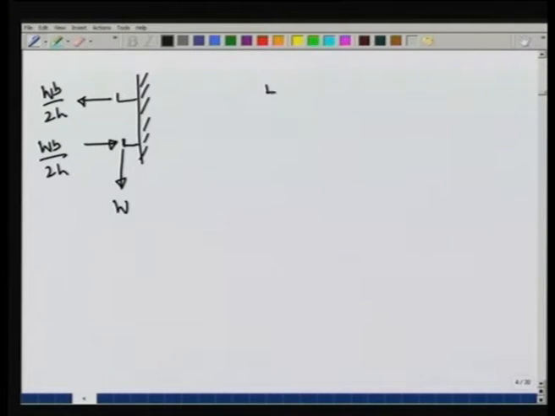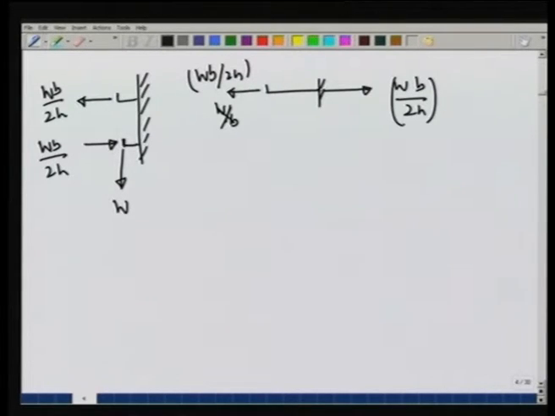So, for the upper support, the only force is this way, W b over 2 h. So, the fixed support is capable of providing another force, W b over 2 h. It will pull it in with the same force W b over 2 h. For the lower support, the situation is slightly more complicated. This distance is a, there is a force W down, there is a force W b over 2 h this way.